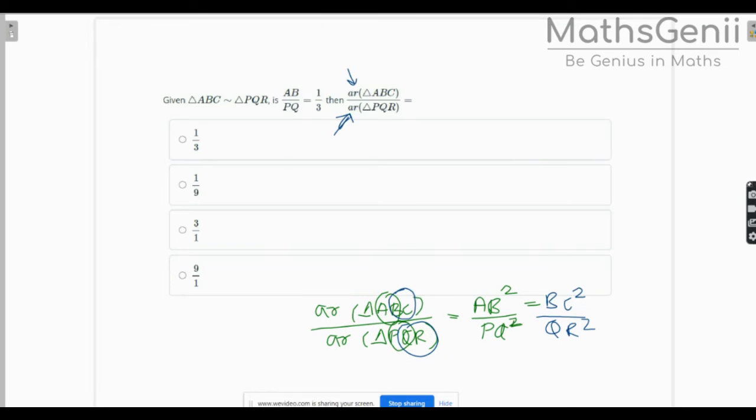Now look at the question again. He has given me in the question AB upon PQ. AB upon PQ is given. But what extra do I have here? Square.